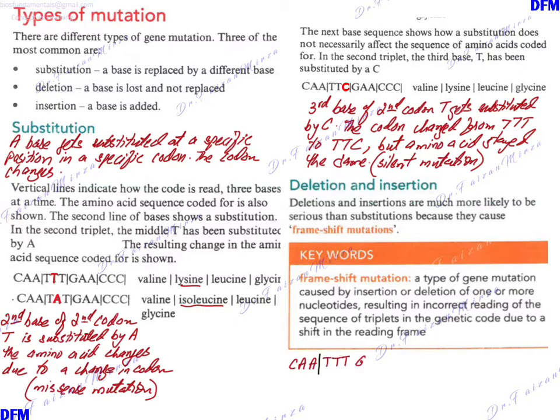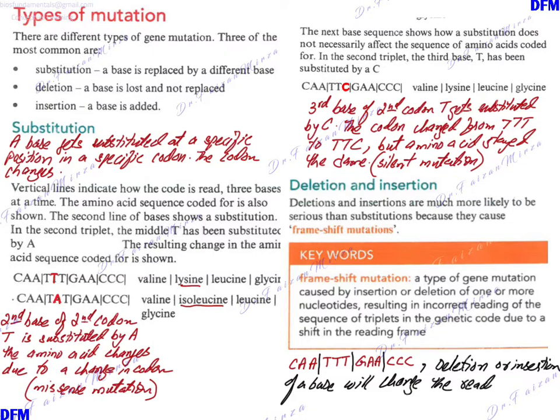For example, the first codon was CAA, then TTT, and then GAA, and then CCC. This was the actual sequence of the bases present in the DNA. Now let's suppose a deletion or insertion occurs. Deletion means you subtract a base from the existing sequence. Insertion means you add a base to the existing sequence. We know that every codon can have 3 bases, not more than 3. So if deletion occurs, one of the bases will get subtracted. If insertion occurs, one of the bases will get added. It will change the sequence in which these codons are read, and that's called frame shift.